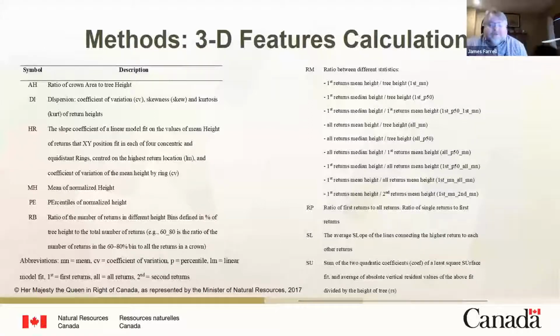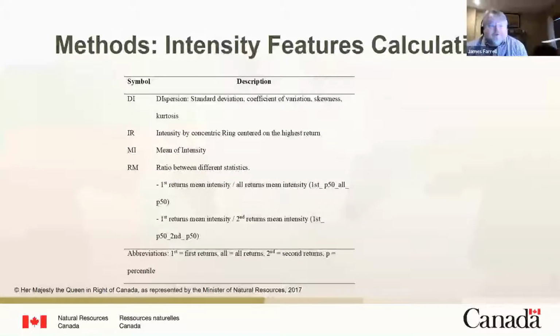And here's a list of the features that were calculated. I don't expect you to read this all, but just so you know, there are dozens of features considered when making our predictions. These here are only the three-dimensional features, and then we also have the intensity features as well. So there's a lot of calculations that go into the feature calculation.